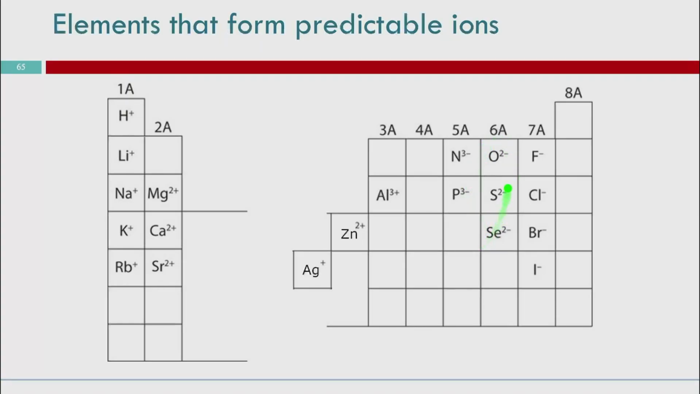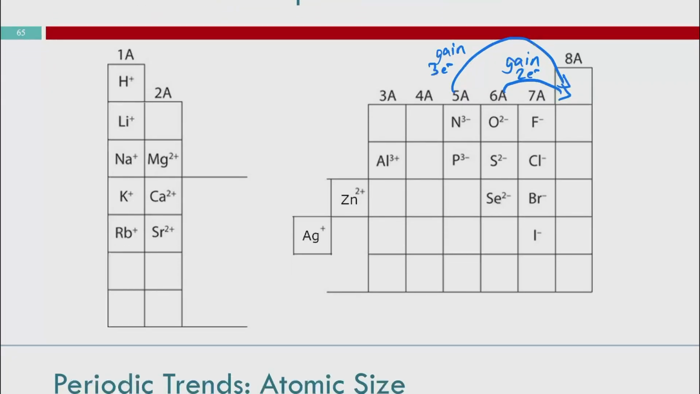And then the same ideas apply to our 6A and our 5A. For our 6A, we have to gain 2 electrons, so that's why we form a 2 negative charge. For our 5A, gain 3 electrons to become like a noble gas. Aluminum's the same idea as for our 1A and our 2A, and then zinc and silver are just weird. So that's the explanation for why these elements form those ions, which is hopefully helpful for remembering. Any questions about those before we get into some periodic trends?